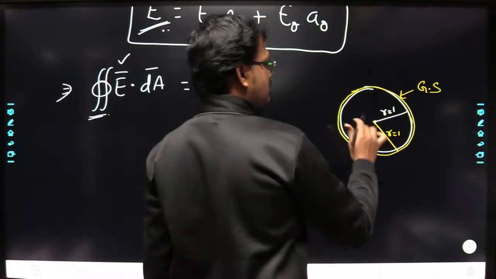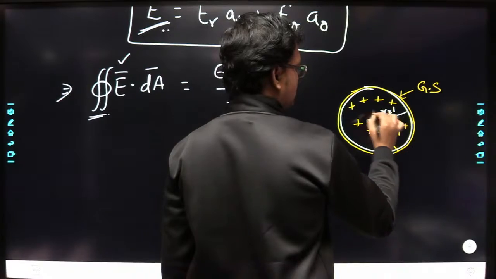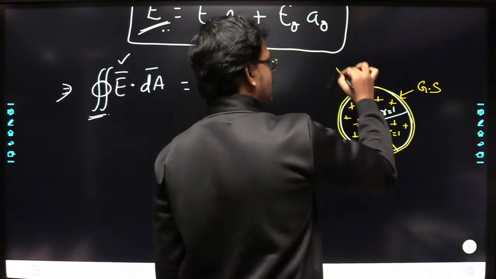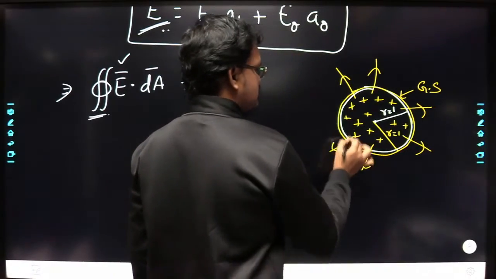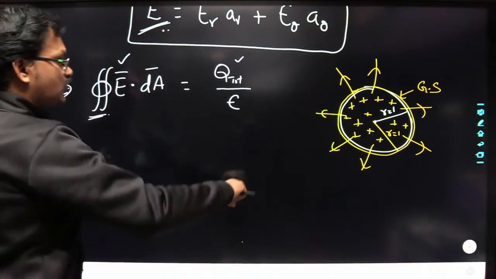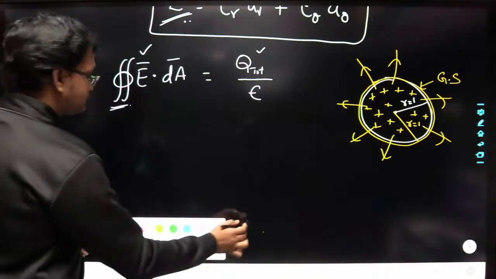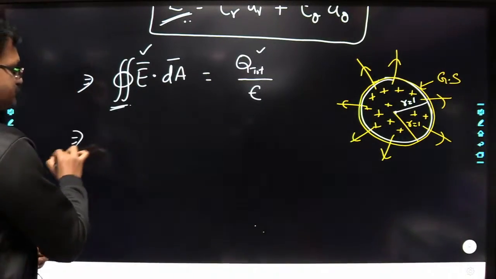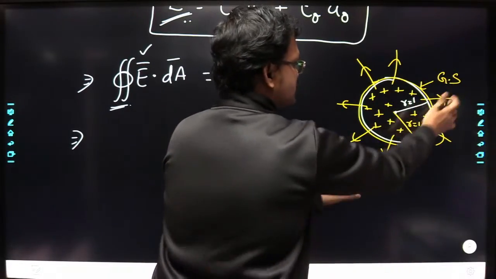So inside this Gaussian surface you have some charge distribution. Because of this there is an electric flux leaving this closed surface. Now you have to determine the electric flux that is leaving this closed surface, that is, through this Gaussian surface.